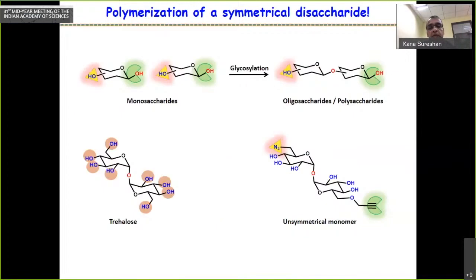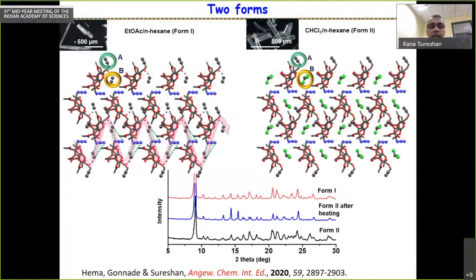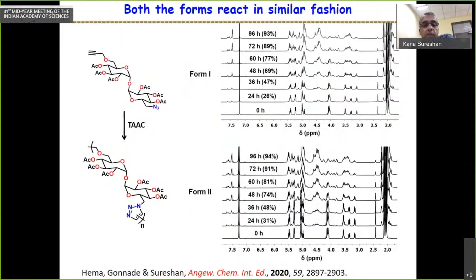Next slide, please. So we have increased the complexity. We have made it even from a disaccharide. This is the disaccharide trehalose. So we have attached the azide and alkyne at these hydroxyl groups, and next slide, we have done the reaction using this disaccharide. We got two different crystals from different solvent systems. Both of them react, and both of them react to more than 90%, close to 100%, and you get a polymer of this more complex disaccharide.